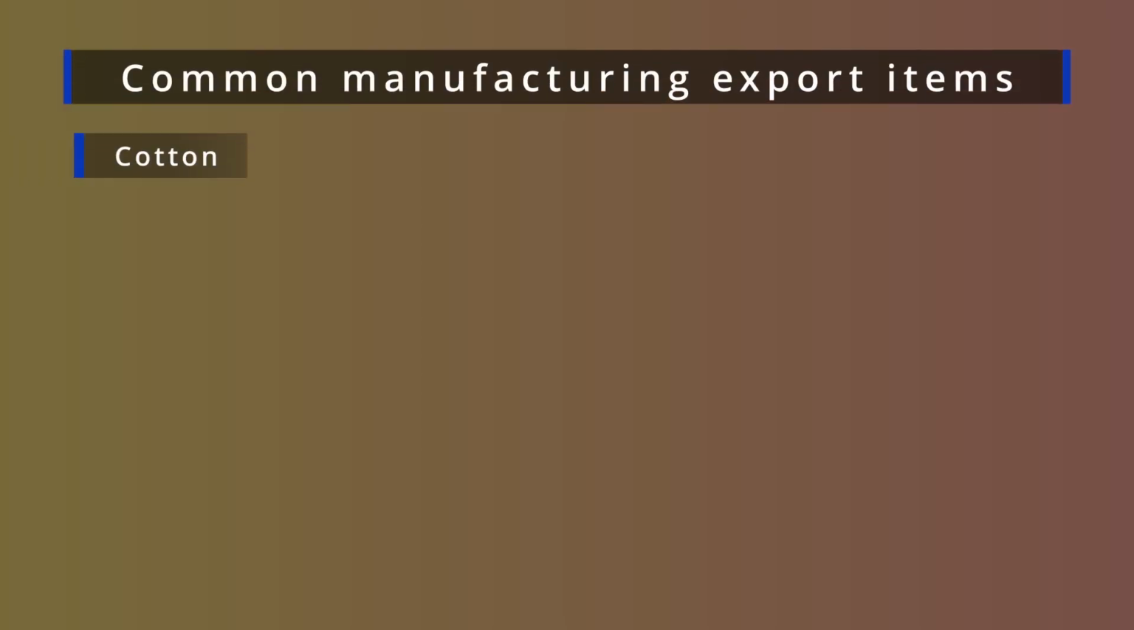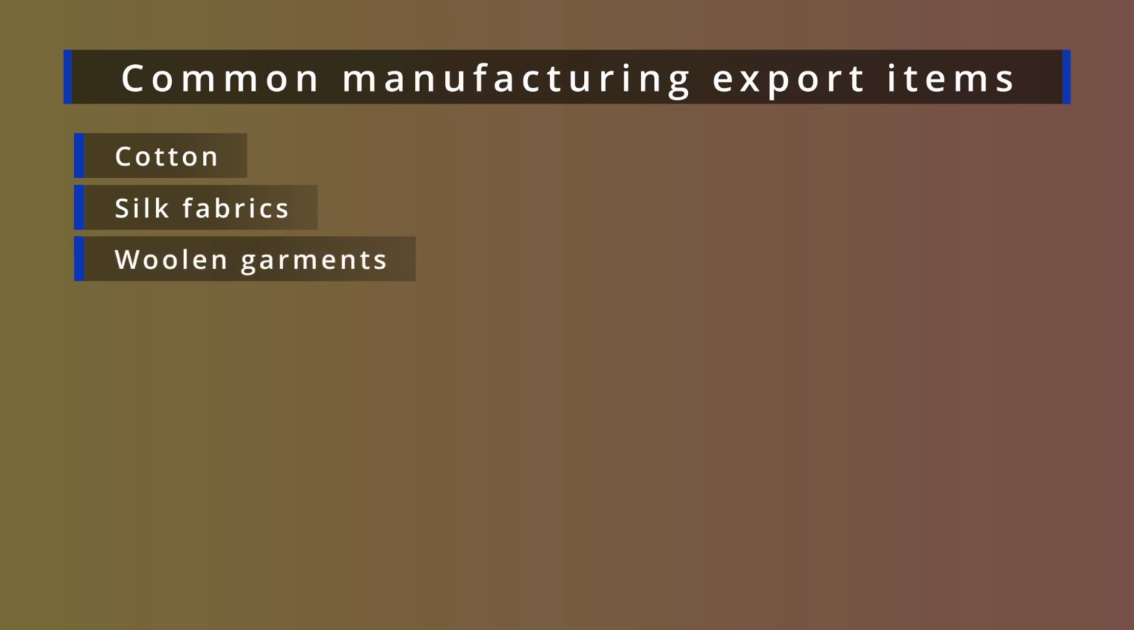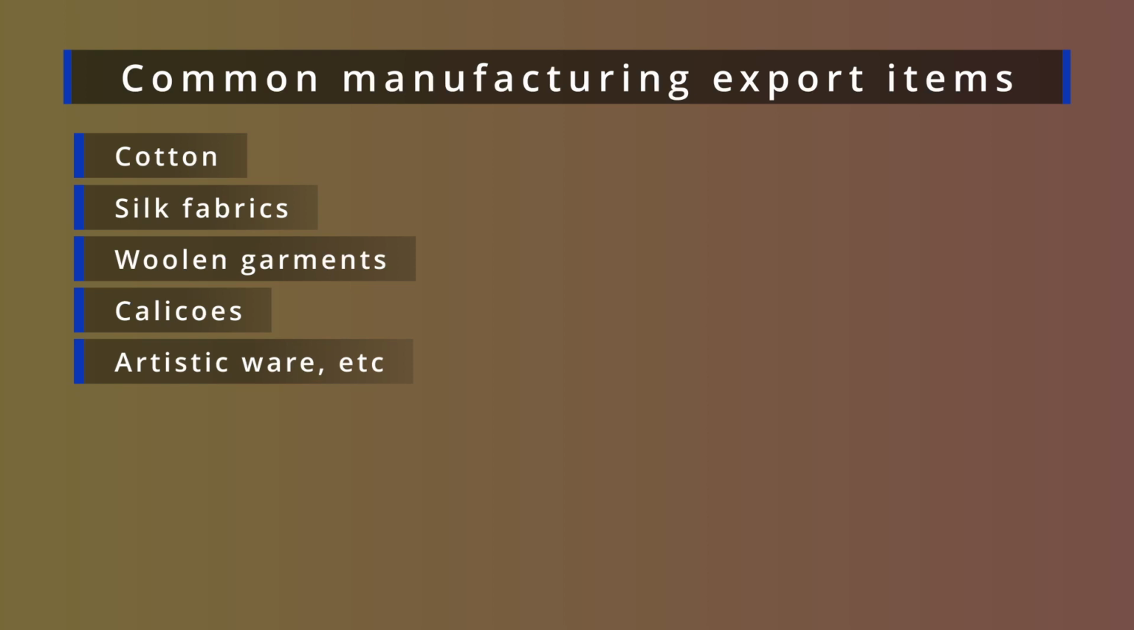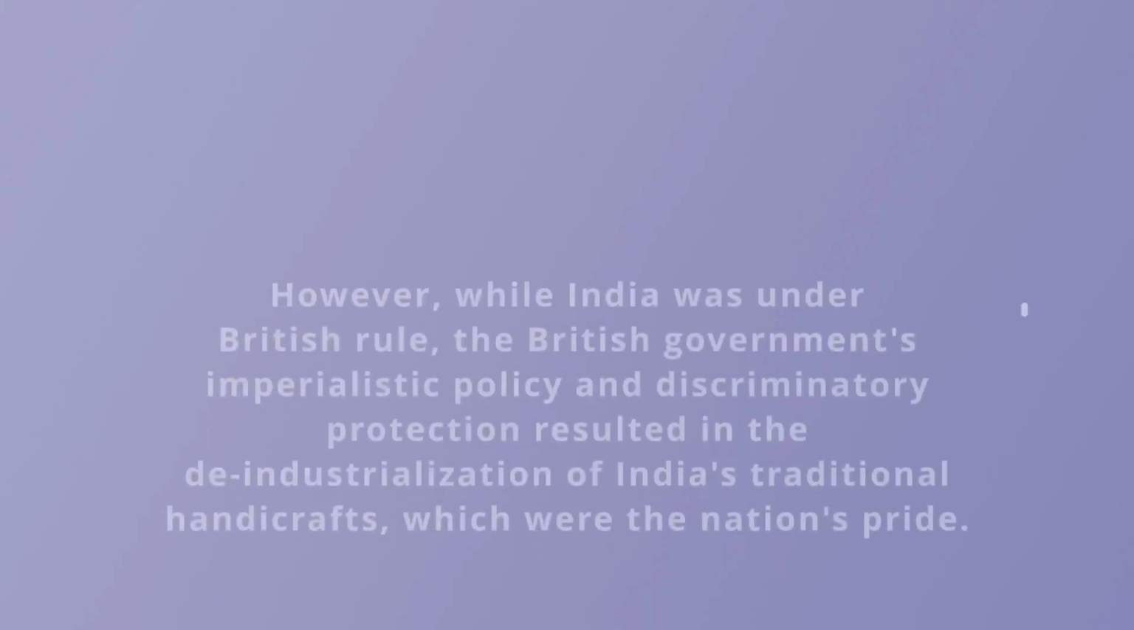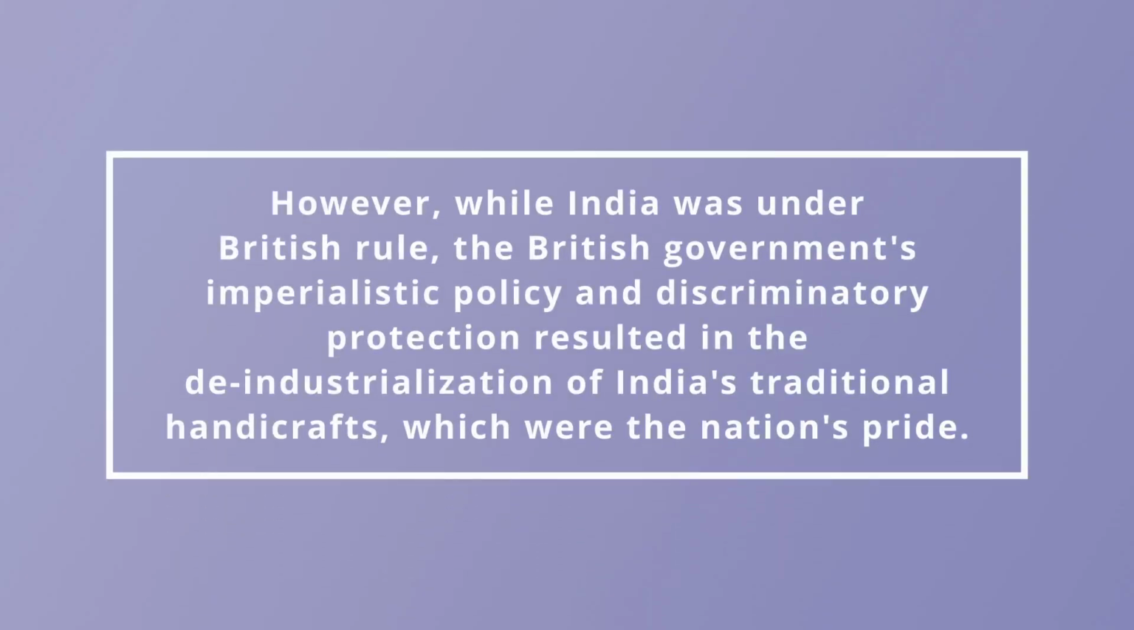Now, before the Industrial Revolution and the advent of modern industries, Indian manufacturing had a global market, accounting for almost one-fourth of the global manufacturing output. And at that time, the major export items of India were cotton and silk fabrics, woolen garments, spices and artistic wares.